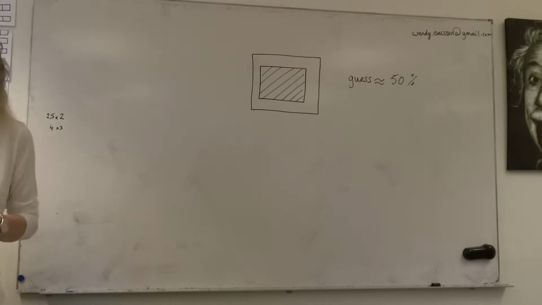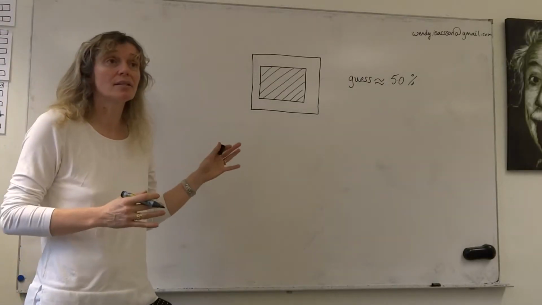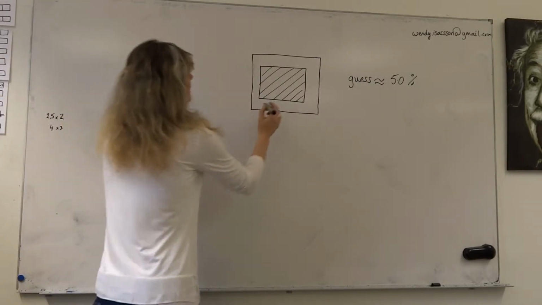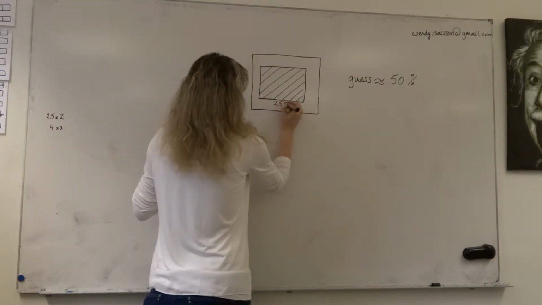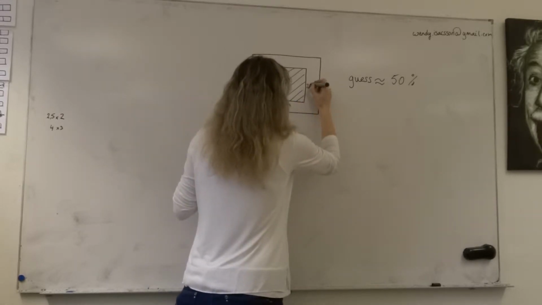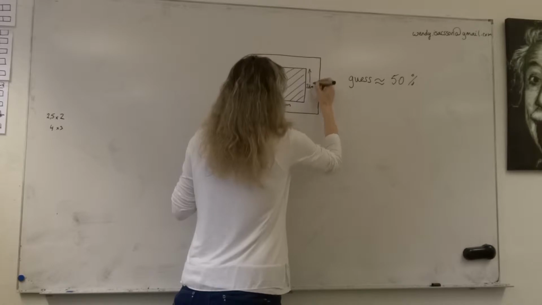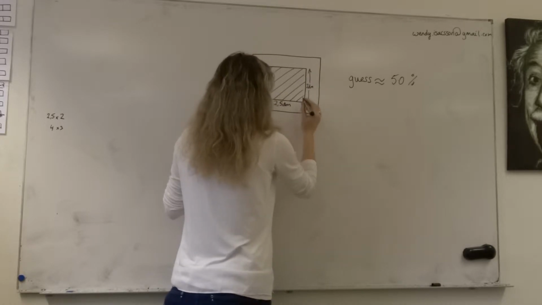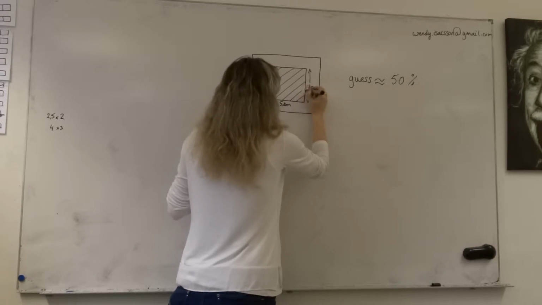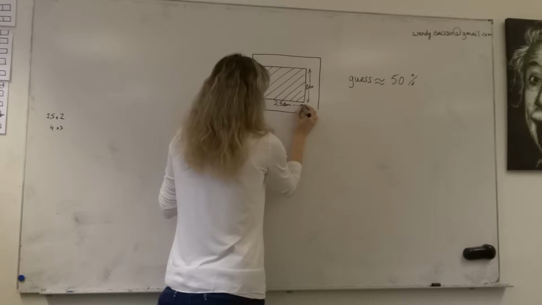Okay, now it says measure the lengths and work out what it really is. Well, if we measure the length, this one is 2.5 decimeters, and this one is 2 decimeters. Whoops, the other way around. This should be 2.5. No, this should be 2. It's the short one. One of those days, Wendy. And this one is 2.5.